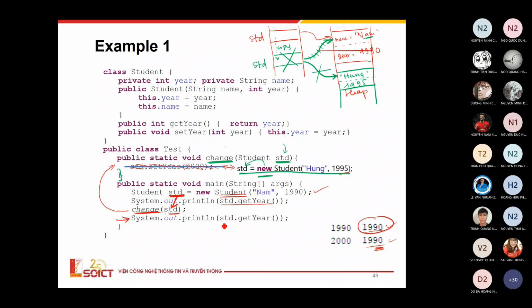You have the call to STD get year. And again, the STD here is the STD of the main method, and the STD of the main method always refers to this object. So when you get year of this object, the result is 1990. Nothing changed here, because the STD you have changed to another region in the heap, another object. So the object of the STD in the main is not changed.